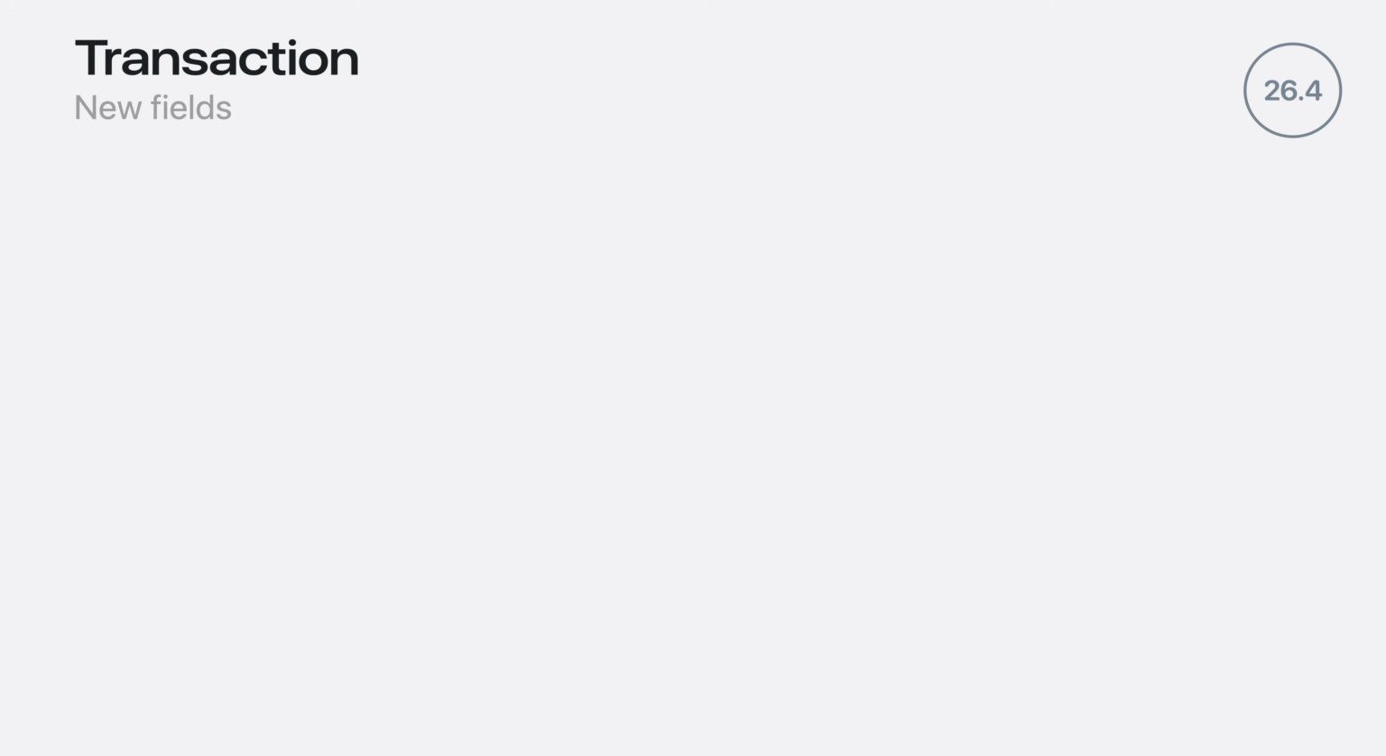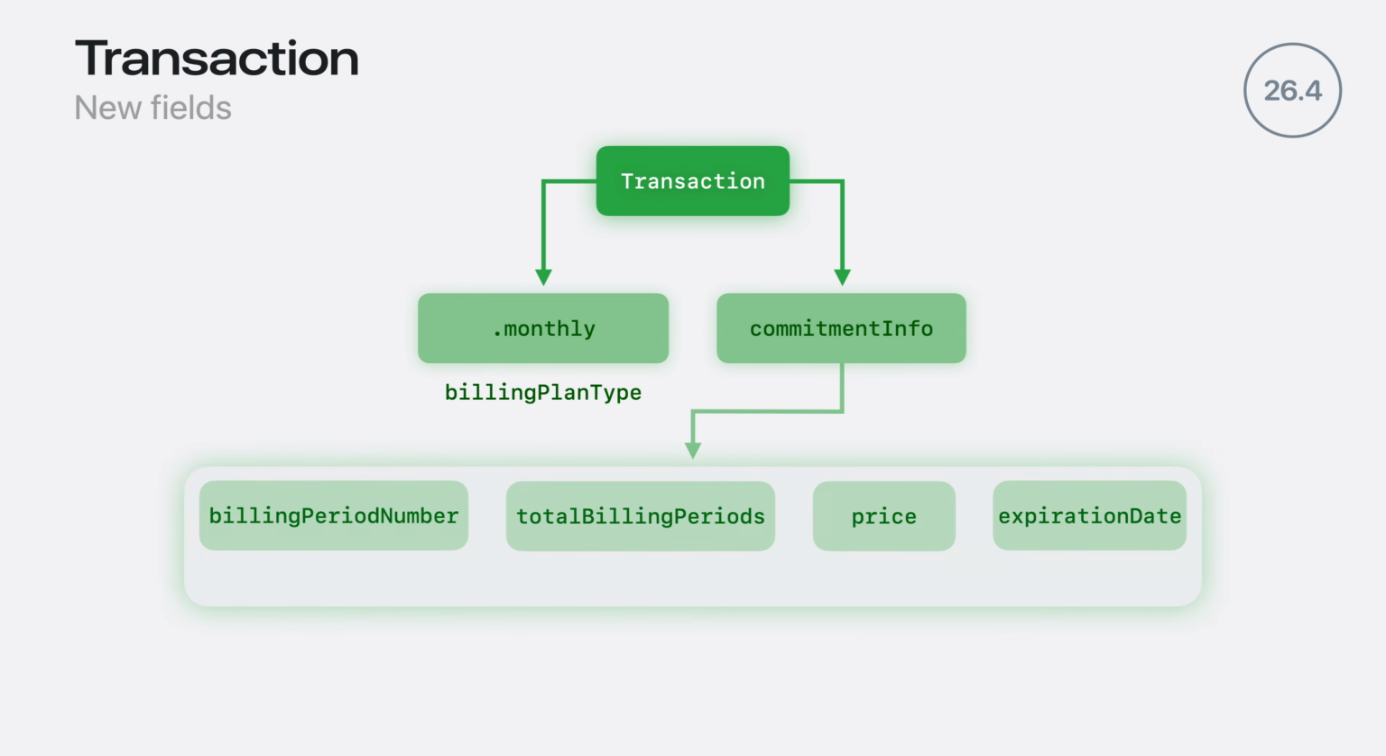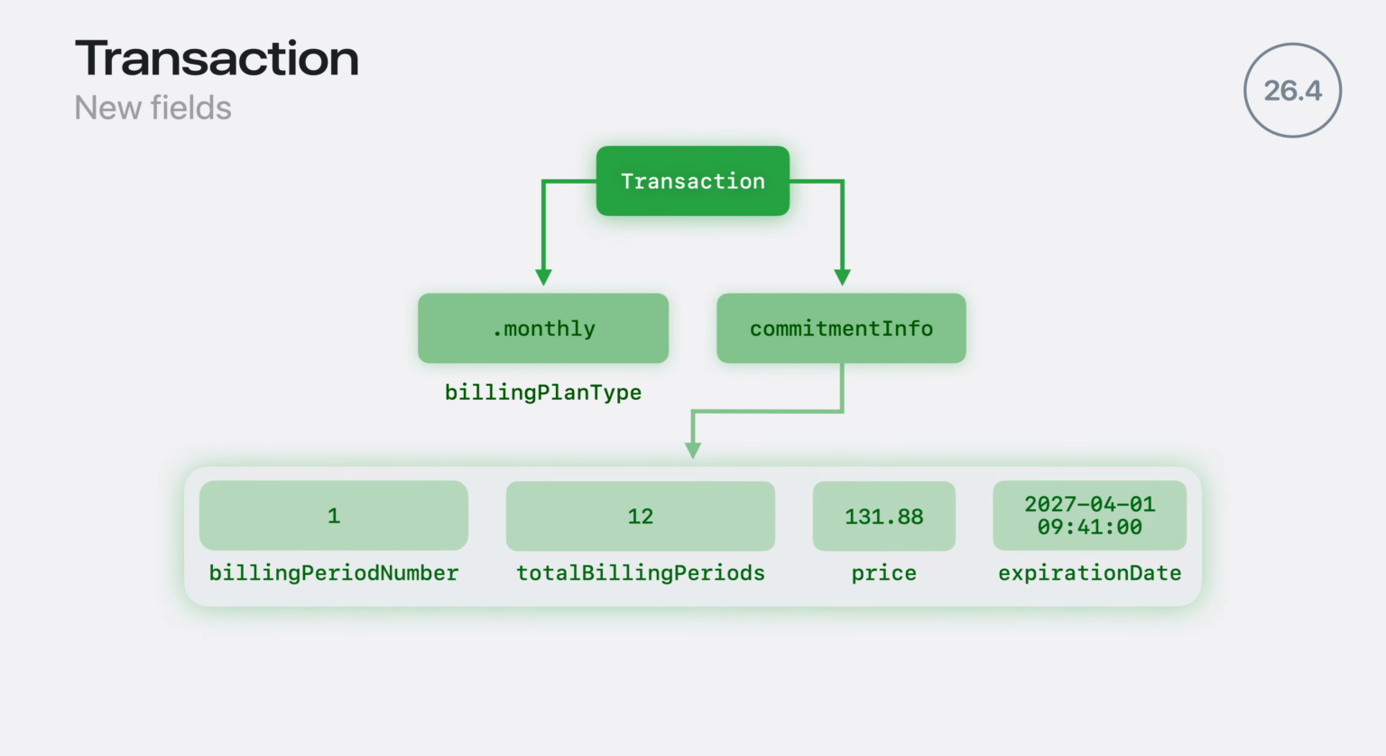To retrieve the active subscription information in your app, you can use new fields on transaction that provide billing plan-specific metadata. For transactions with an upfront billing plan type, commitment info is nil. For transactions with a monthly billing plan type, commitment info returns the progress, price, and expiration for the 12-month commitment. You can use these fields from the latest transaction to check customer entitlements or build your own commitment progress indicator. Always use the latest transaction to get an accurate expiration date.